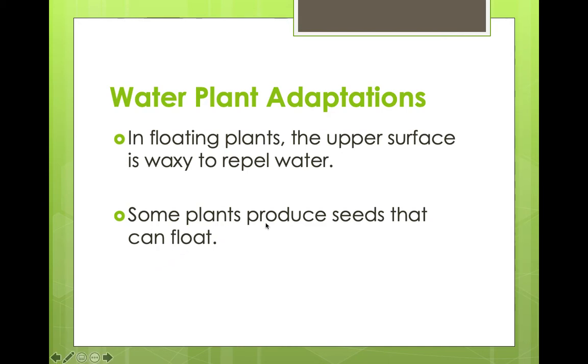And some plants produce seeds that can float. Okay, so if you look closely, you can see some seeds floating, because if the seeds go to the bottom of the water, it's going to die because it's going to drown those seeds. Okay, so it's just like when you put too much water into a plant, it usually makes the plant die because it drowns, it has too much water.